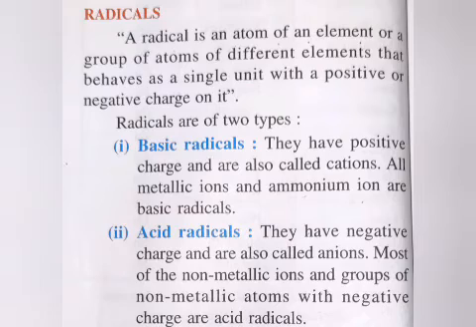Second, acid radicals. They have a negative charge and are also called anions. Most non-metallic ions and groups of non-metallic atoms with a negative charge are acid radicals. Suppose chloride, bromide, iodide. These are non-metals. They contain a negative charge, so they are called acid radicals.